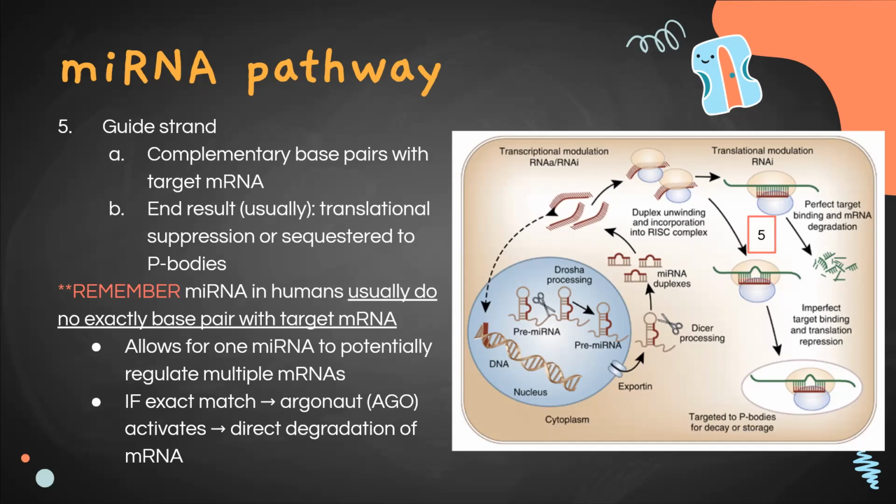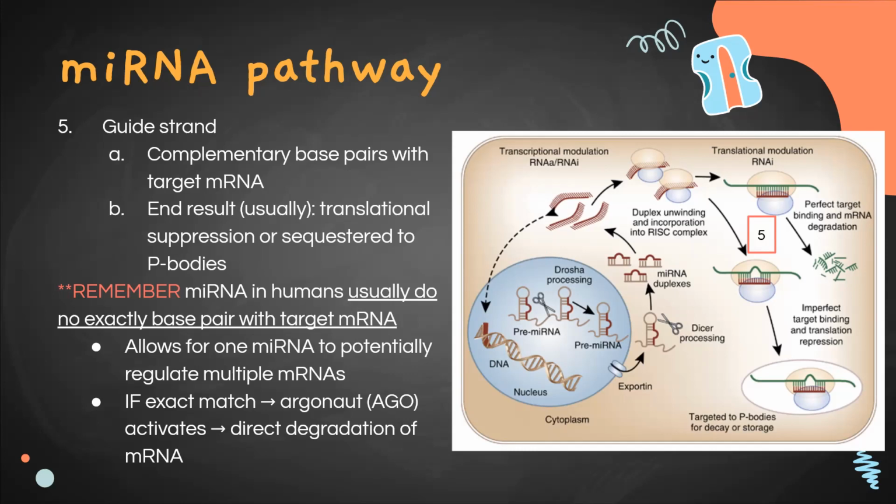And then the end result usually is translational suppression or being sequestered into P-bodies, which basically means that it's irrelevant now. And then yeah, that's where it says miRNA in humans usually do not exactly base pair with the target mRNA. And that's important because that gives it more versatility in what it can base pair with and affect. While siRNA, well, if it's an exact match, it's also direct degradation, but usually it's siRNA that is the exact match and degrades it.